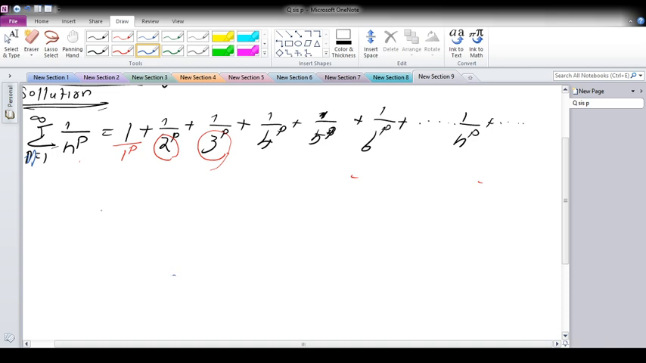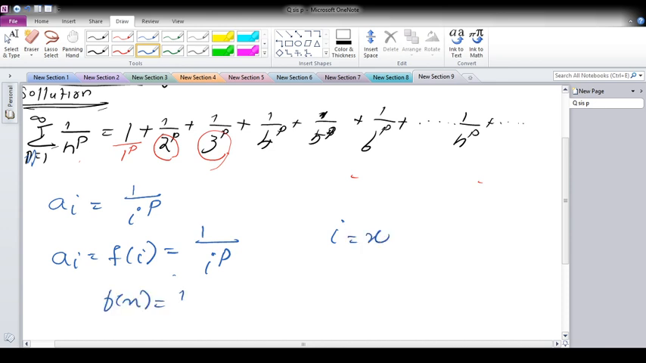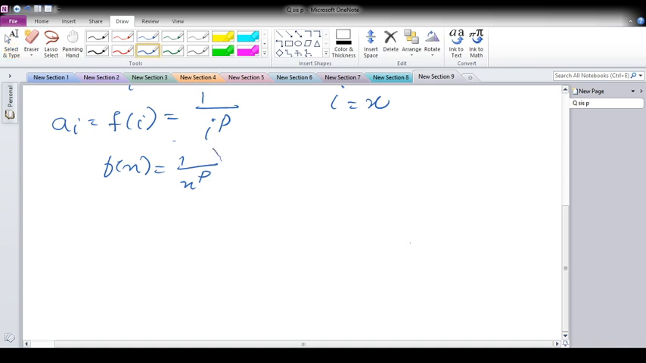So a_i can be written as 1 by i power p. So a_i equal to f of i can be written as 1 by i power p. Without loss of generality, we can take i equal to x. So f of x can be written as 1 by x power p. Is it okay? Yes. Then you can use the integral test. This 1 by x power p is decreasing, positive, continuous function.